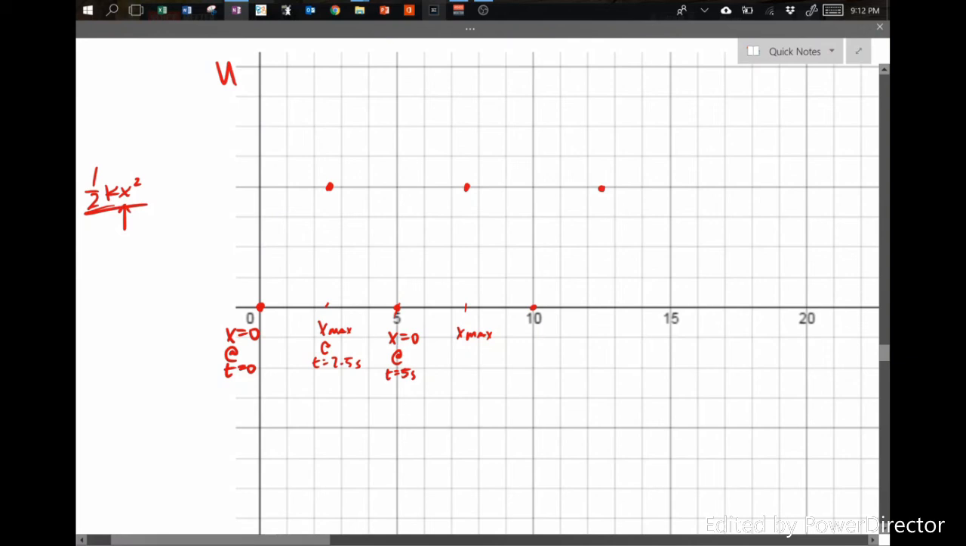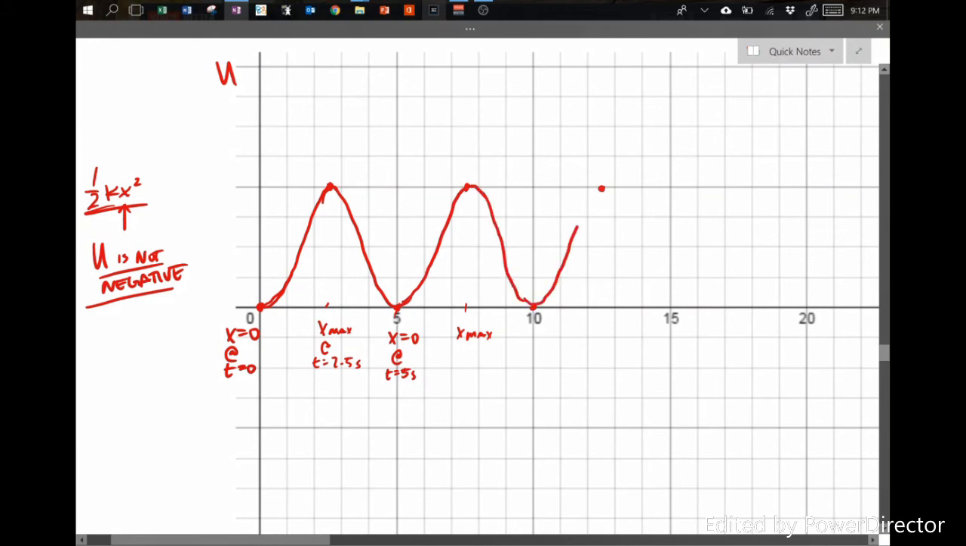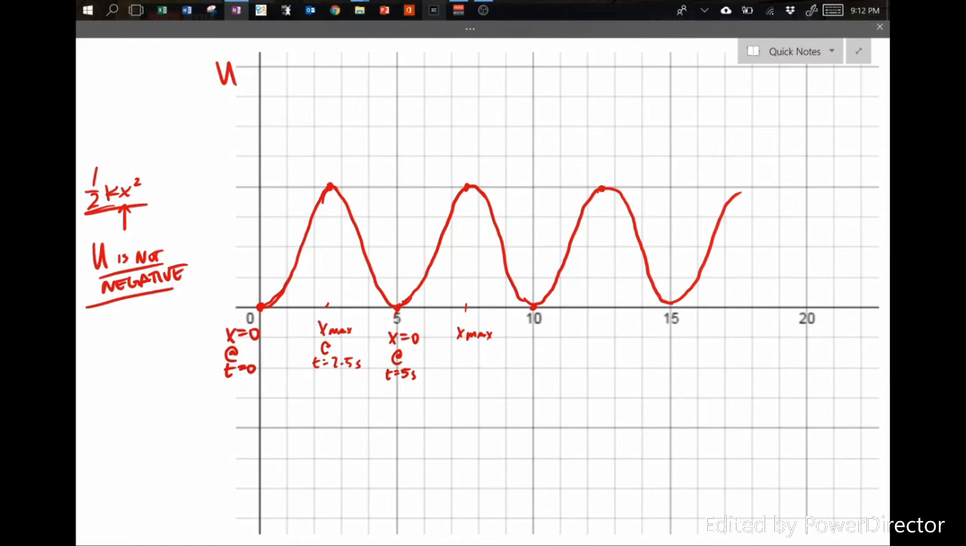Now, what's important here is that because x is squared, potential energy in this case is not negative. It's always going to be positive. So looking at it, curved sections, flat sections. So there we go. That's how we would find our potential energy as a function of time.